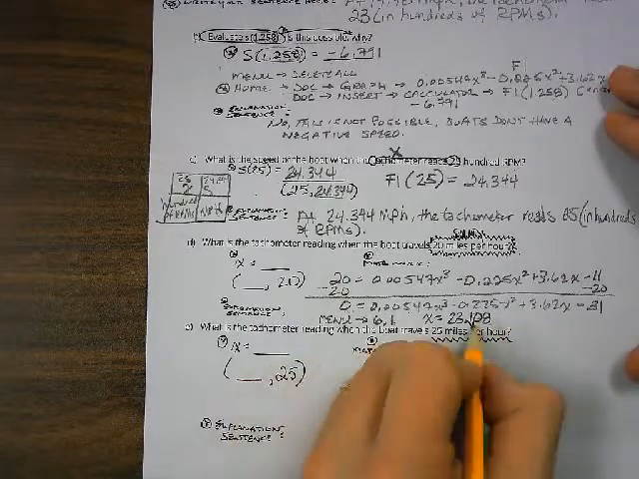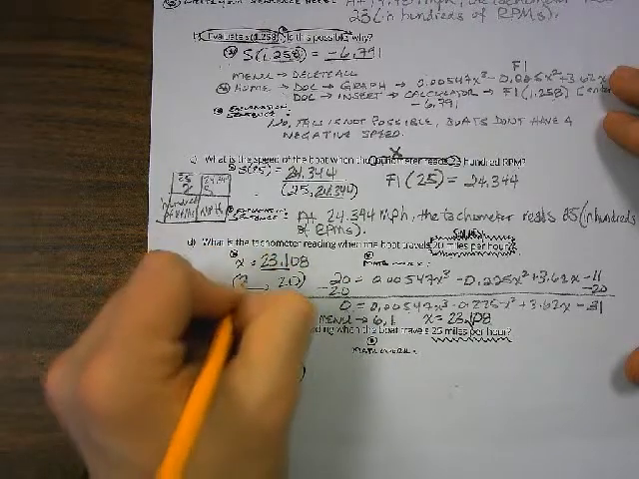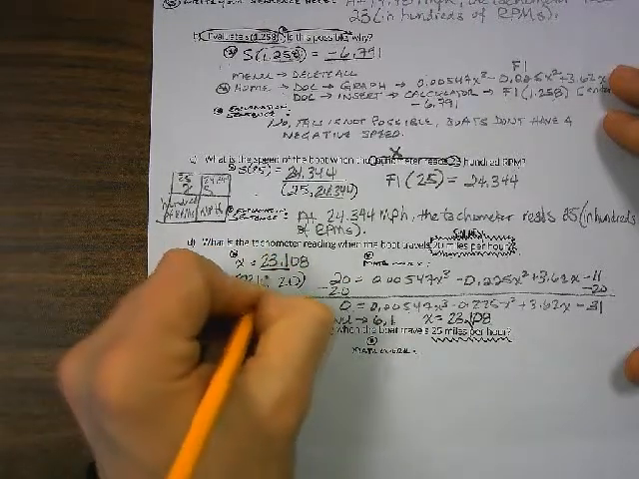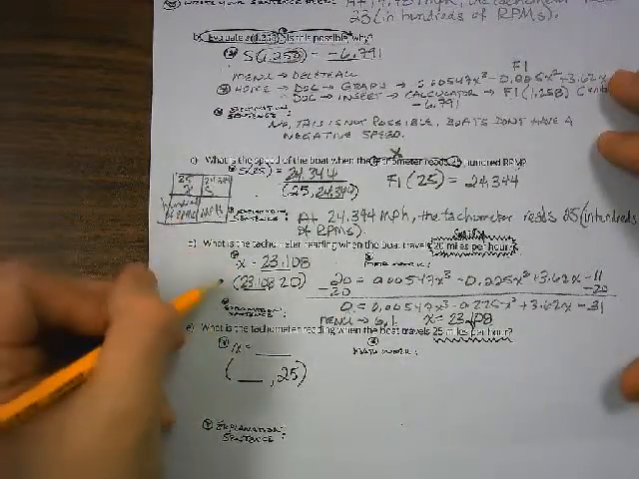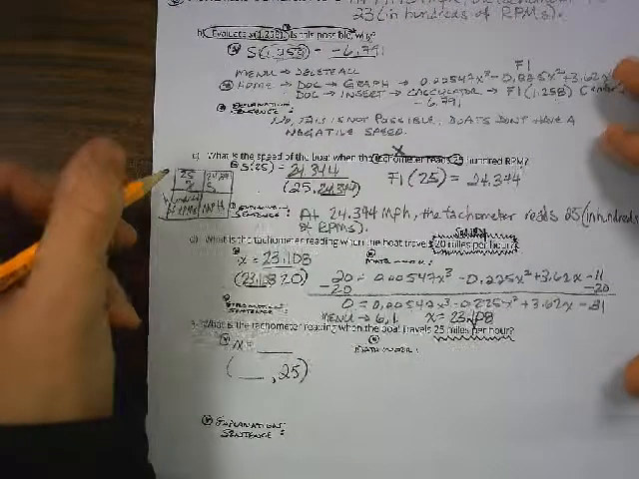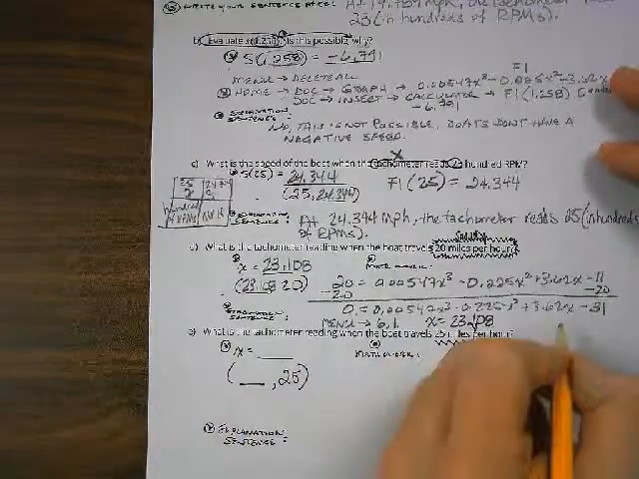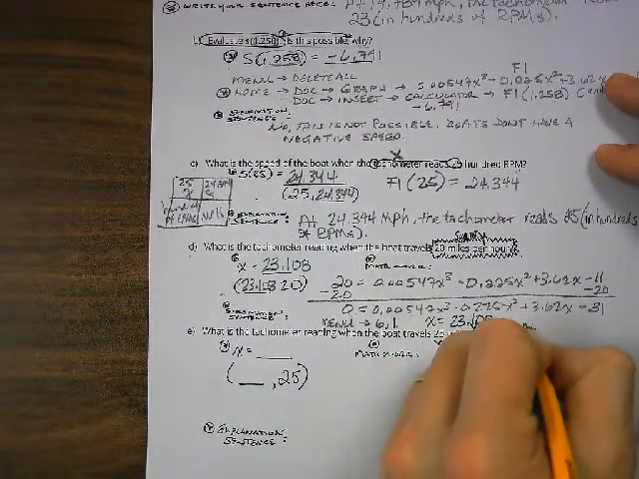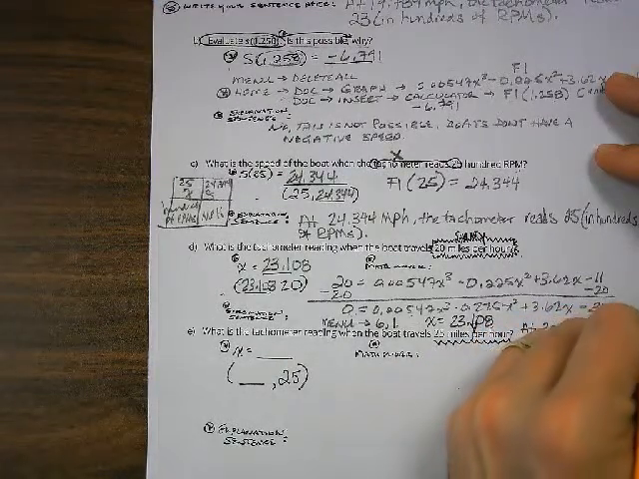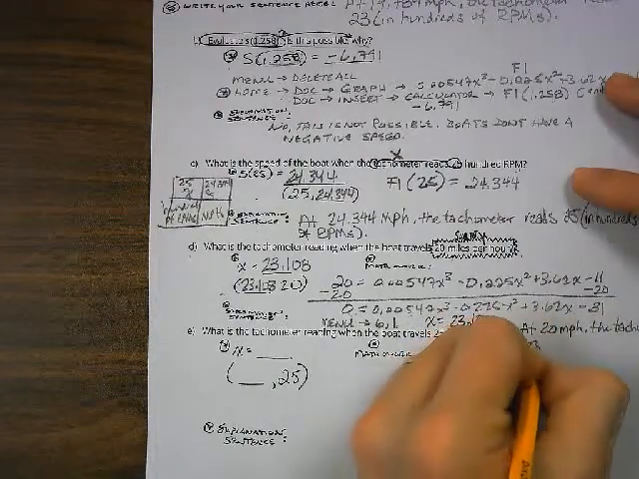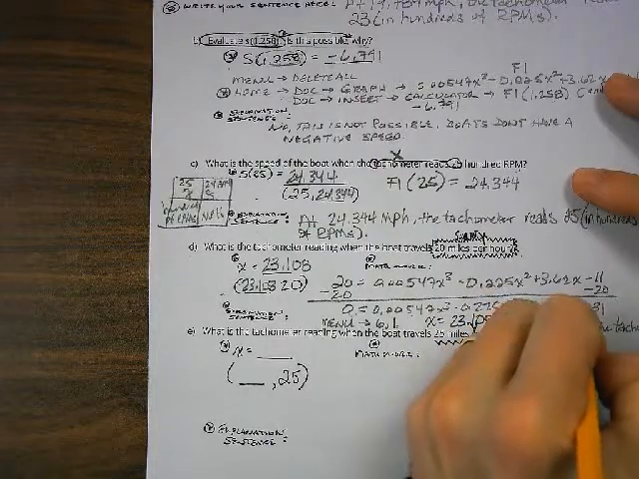Again, just use your interpret map over here to help you out when you're writing your sentence. Use this coordinate point, 23.108, and then 20 goes over here. So, at 20 miles per hour, the tachometer reads 23.108 in hundreds of RPMs. Okay.